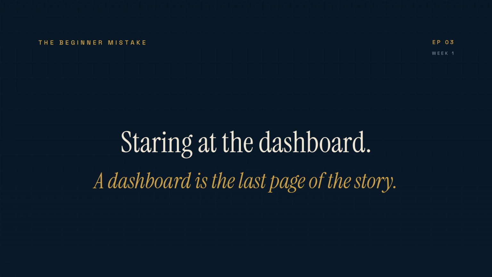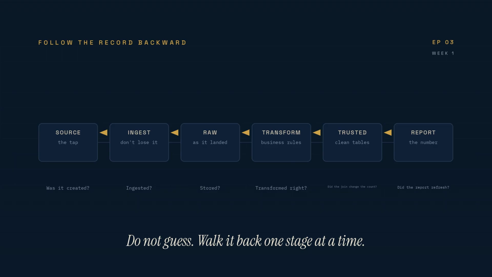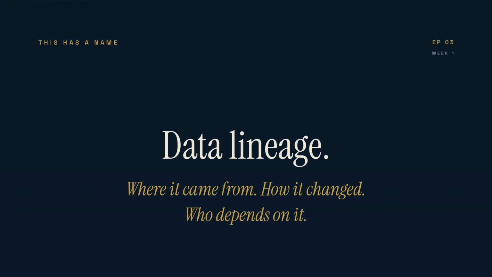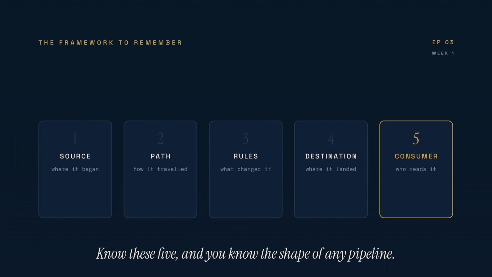One common beginner mistake is looking only at the final dashboard. A dashboard is the last page of the story. When a number looks wrong, a data engineer follows the record backward. Was the source event created? Was it ingested? Was it stored? Was it transformed correctly? Did the join change the row count? Did the reporting table refresh? This is called data lineage. It helps teams understand where data came from, how it changed, and which systems depend on it.